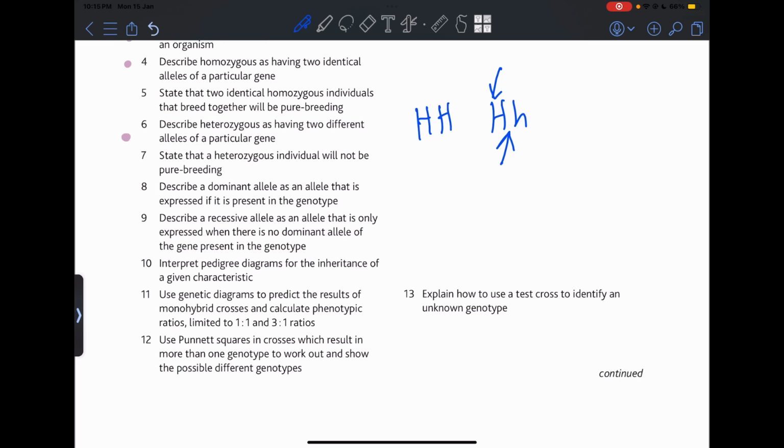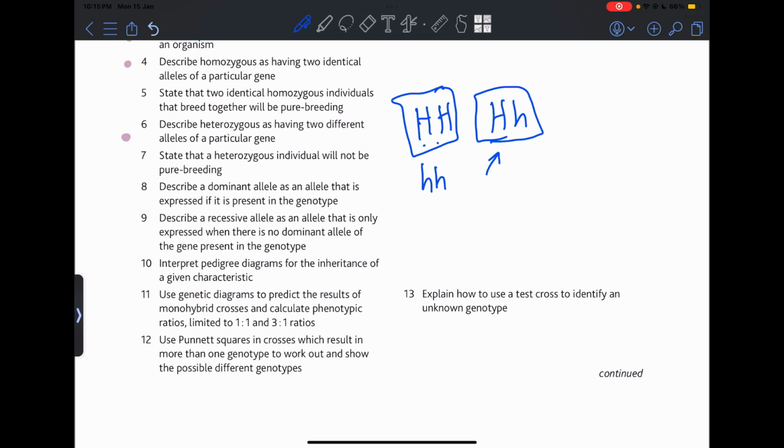Dominant is an allele that is expressed if it is present in the genotype. So basically, the dominant allele is like the capital letter and the recessive is like the small letter. So this is the difference. This is heterozygous because it has both dominant and recessive. Homozygous can be having 2 dominant or having 2 recessive. So heterozygous is having different types of allele.